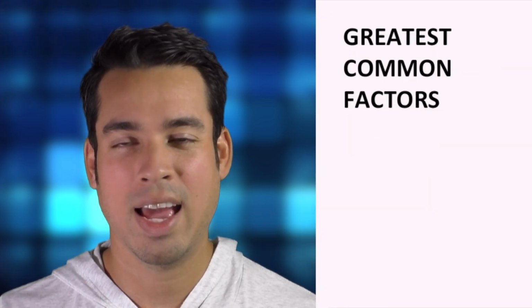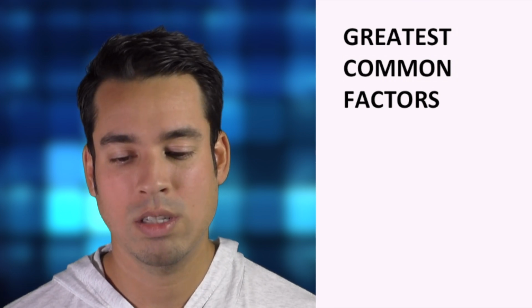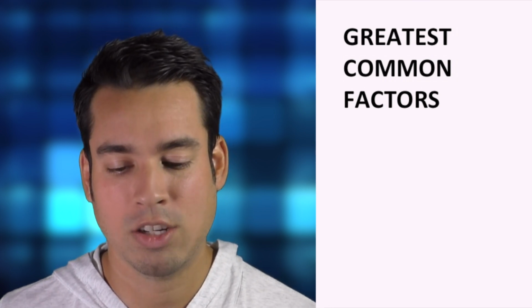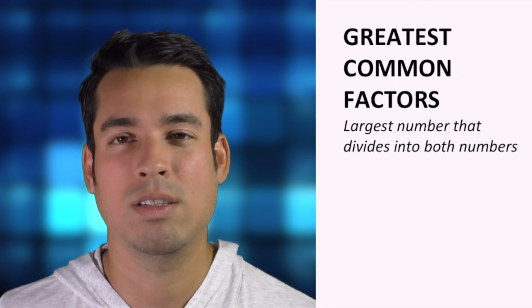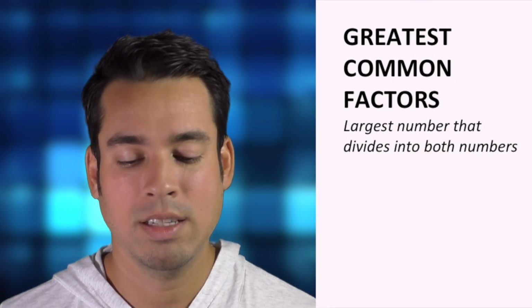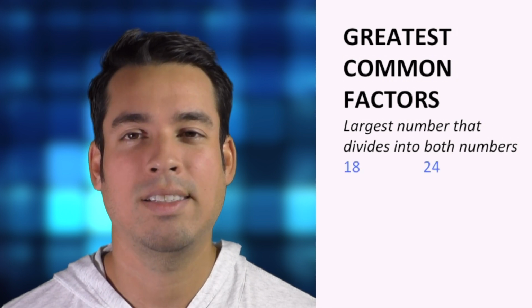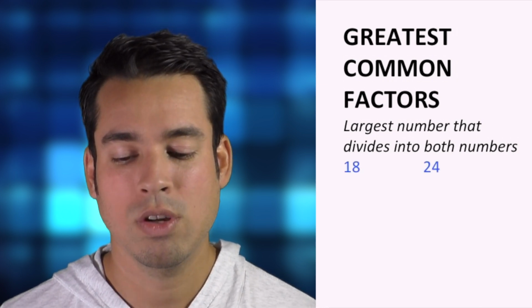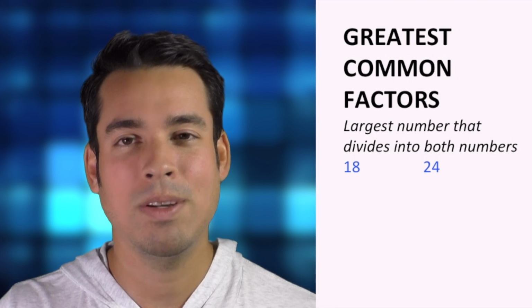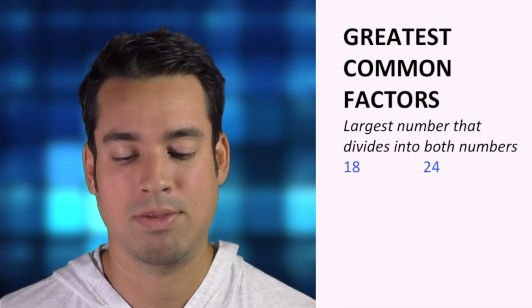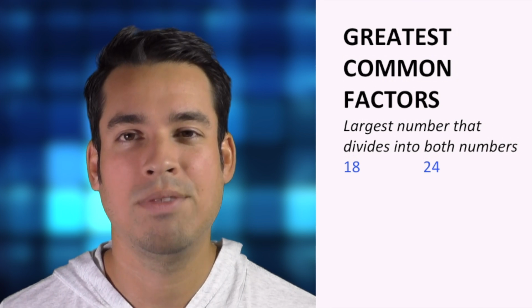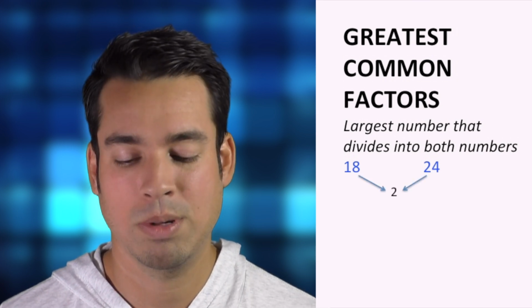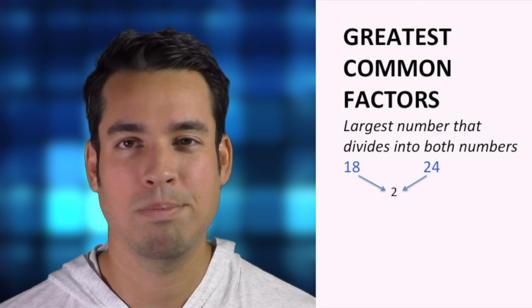What is the greatest common factor? This is something that you should absolutely be familiar with. When somebody's asking for the greatest common factor, it's the largest number that divides into both numbers. Let's take an example. Let's say we have 18 and 24. First, we're just going to look at some common factors before we figure out the greatest common factor. These are both even numbers, so they're both divisible by 2. 2 is a factor of both.